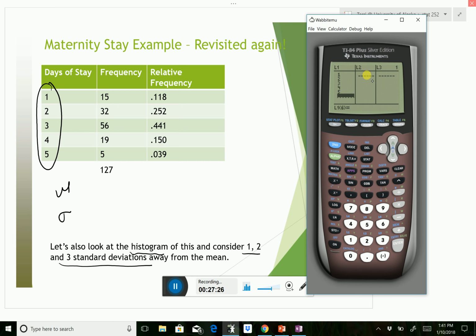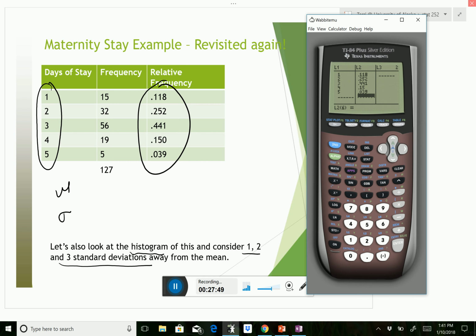And then in list 2, I'm going to write down my probabilities, my relative frequencies: 0.118, 0.252, 0.441, 0.15, 0.039.